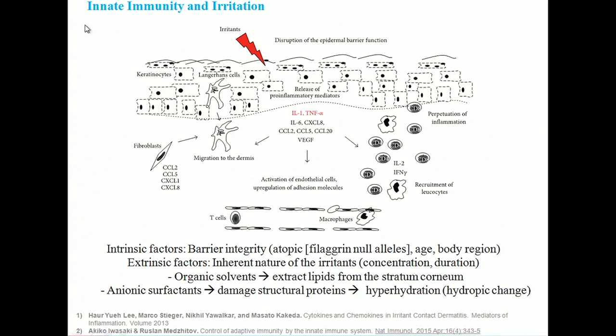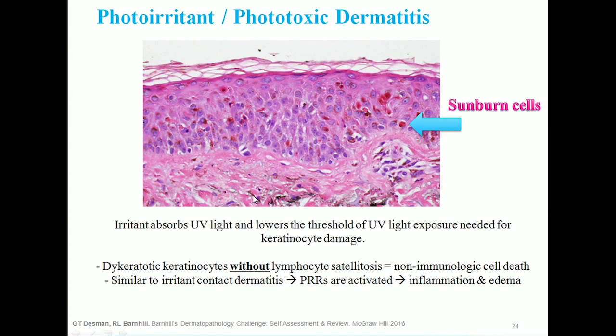And what happens is basically once there's damage of the keratinocytes, DAMPs will be released, or damage-associated molecular patterns, which will activate toll-like receptors in activating the innate immune response and secretion of IL-1, TNF-alpha, and the augmentation of inflammation at the site of injury.